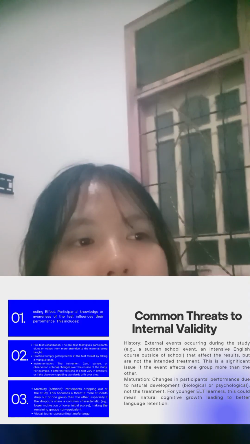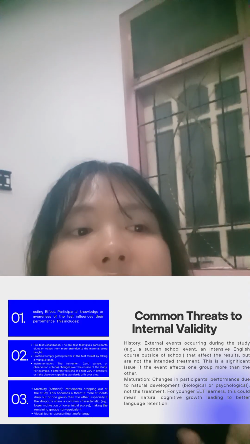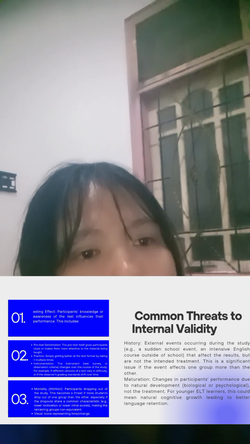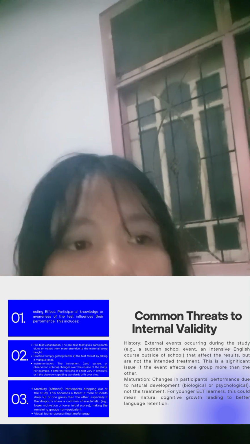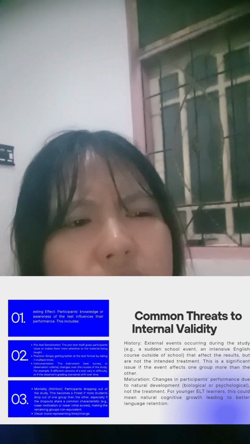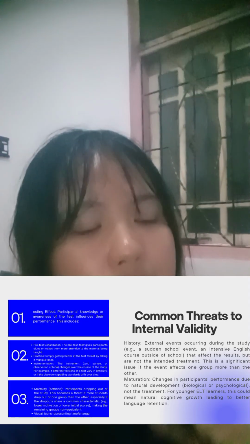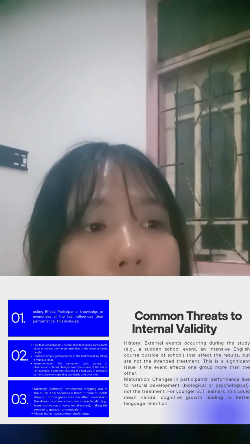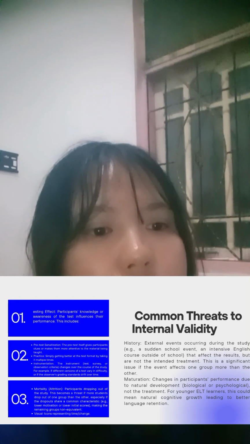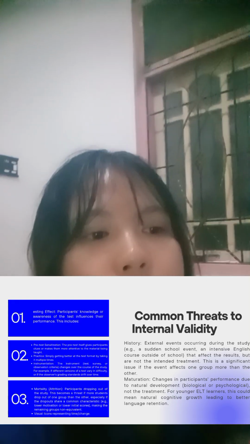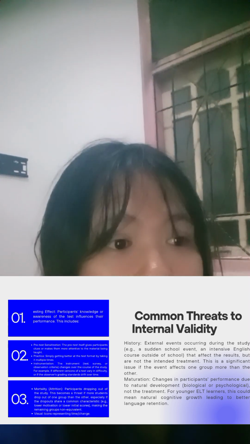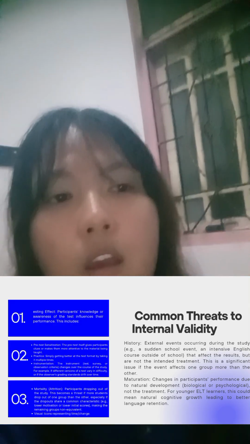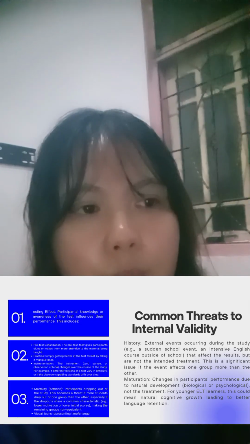And then there are common threats to internal validity. First, history: an external event occurring during the study, for example a sudden school event or an intensive English course outside of school, that affects the result but is not part of the intended treatment. This is a significant issue if the event affects one group more than the other. And for the second threat, maturation: the change in participant performance due to natural development, biological or psychological, not the treatment. For younger ELT learners, this could mean natural cognitive growth leading to better language retention.